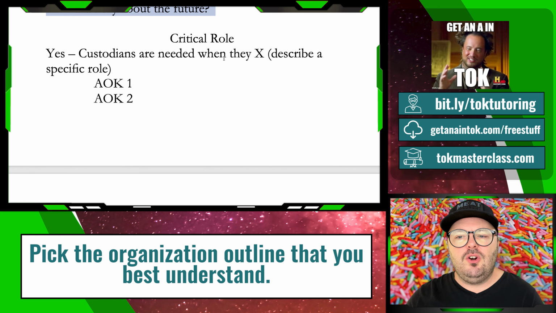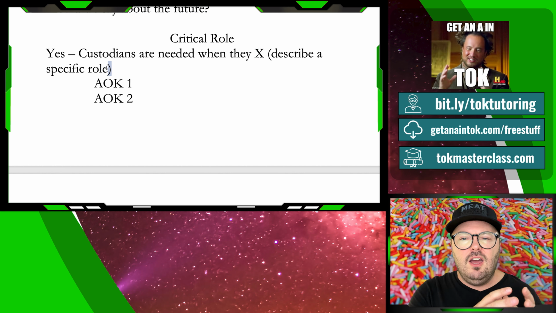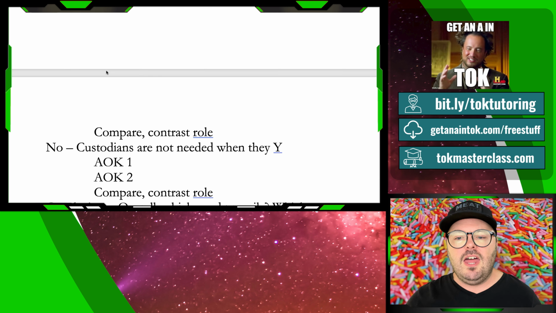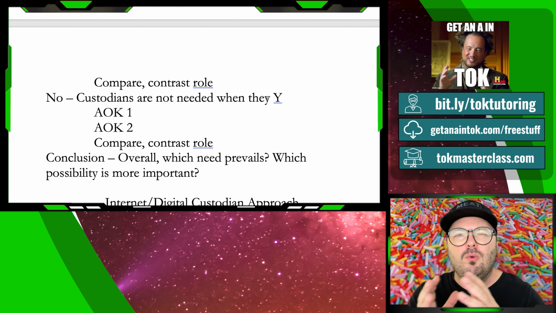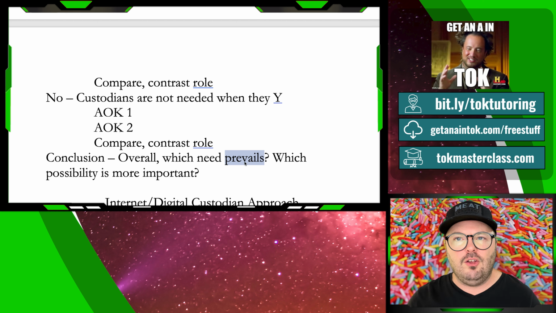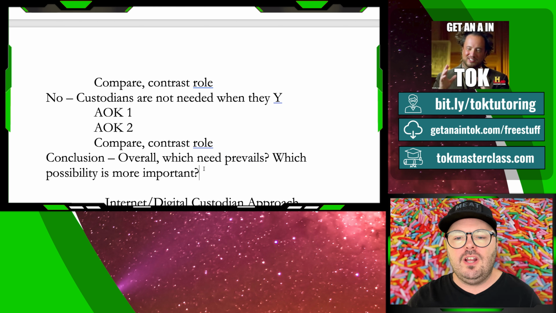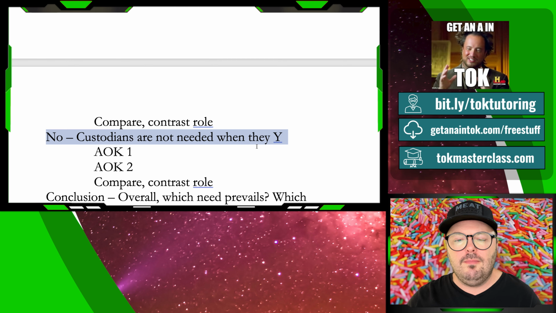All right, critical role. You can say, yes, custodians are needed when they blank. So describe a specific role. In this case, custodians are needed because of this specific skill. And then we could say, no, custodians are not needed when they do this. So we're kind of getting in the middle here, but overall, you would need to decide which one prevails, because just assume there's a gun to your head and you have to say yes or no. You're going to evaluate which is more important, doing this or not doing it because of this.